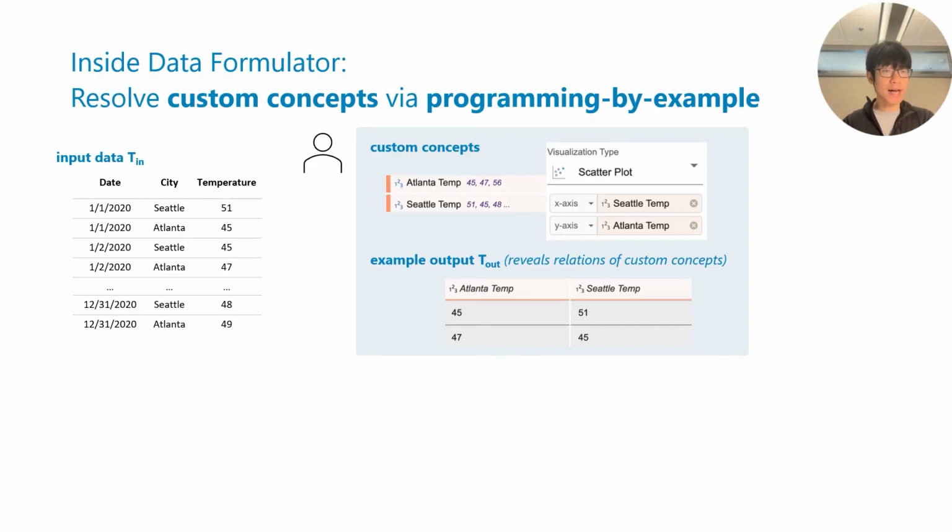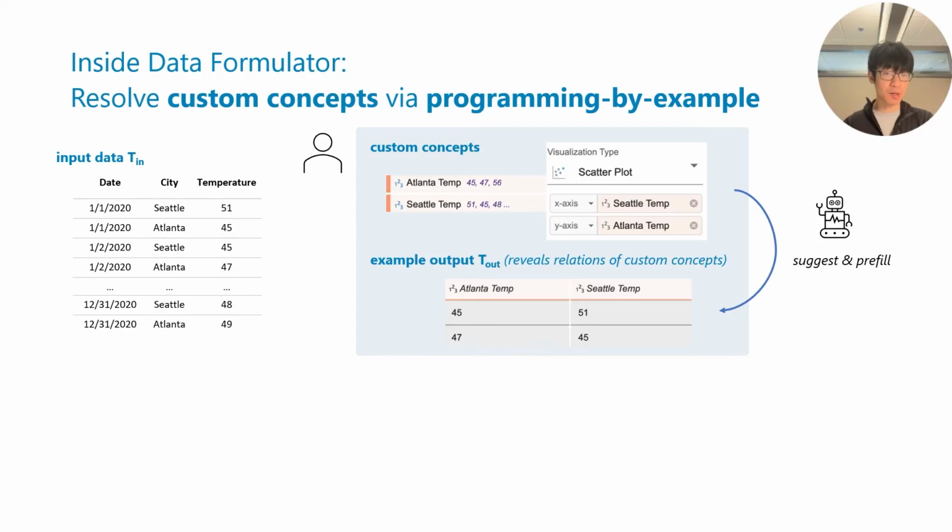Let's first look at how Data Formulator resolves custom concepts using the programming by example technique. As you can see, given the input data, the user defines 2 custom concepts and then shows how they should be visualized. Based on this specification, the system will first suggest and prefill an example output, T out, which requires the user to complete.